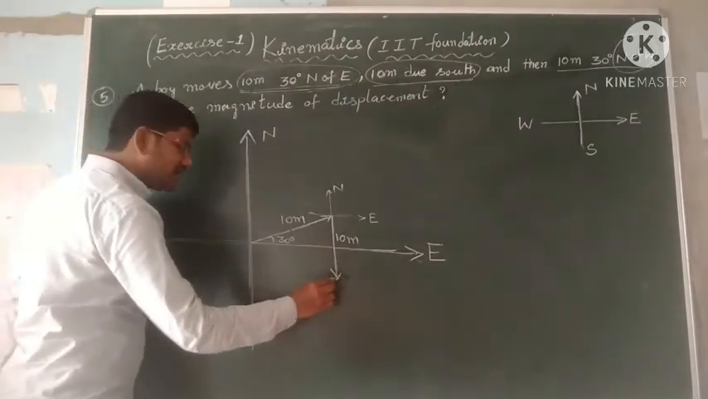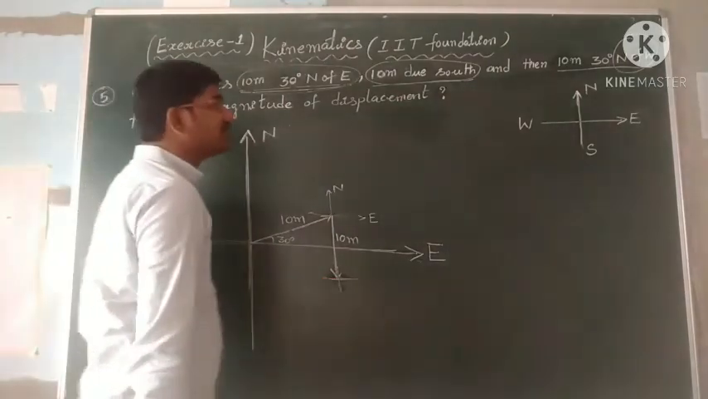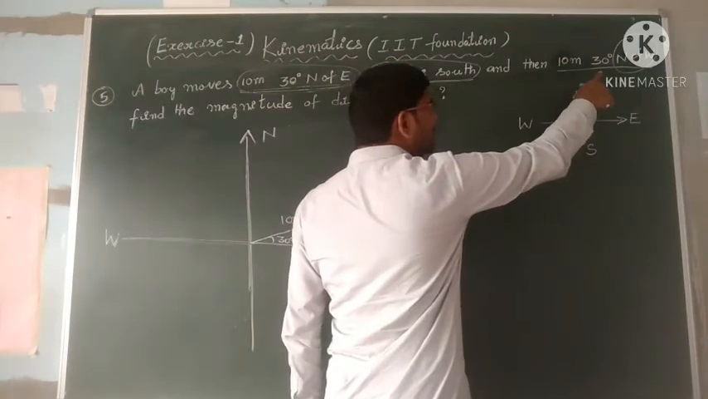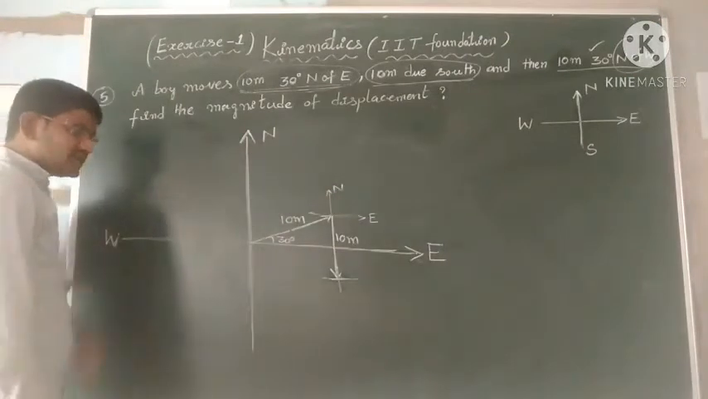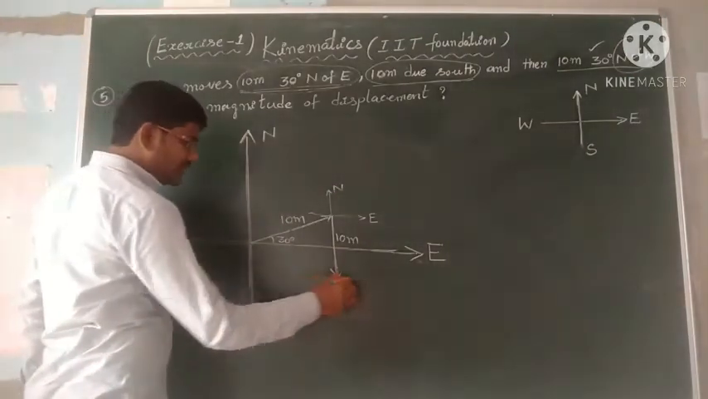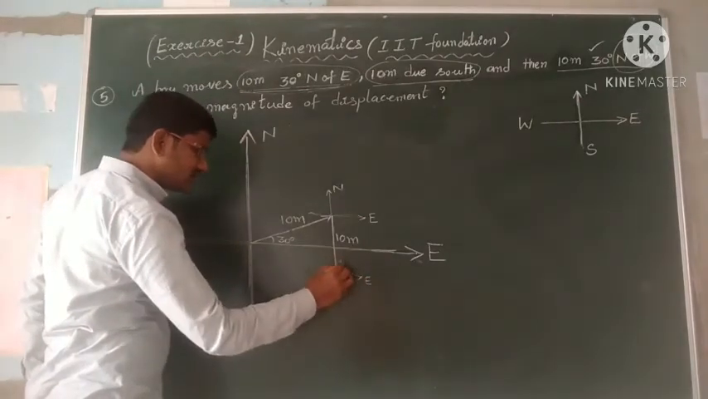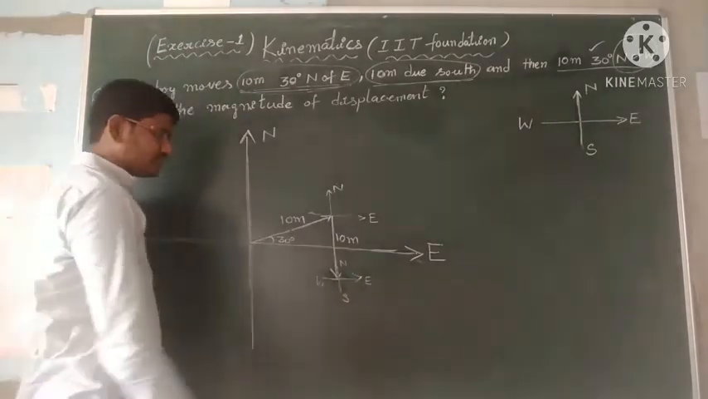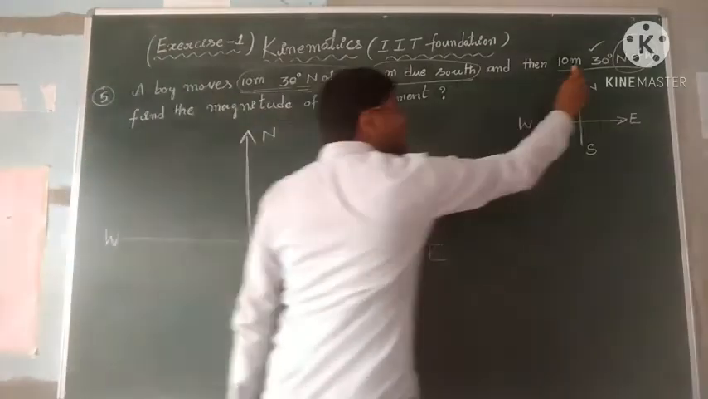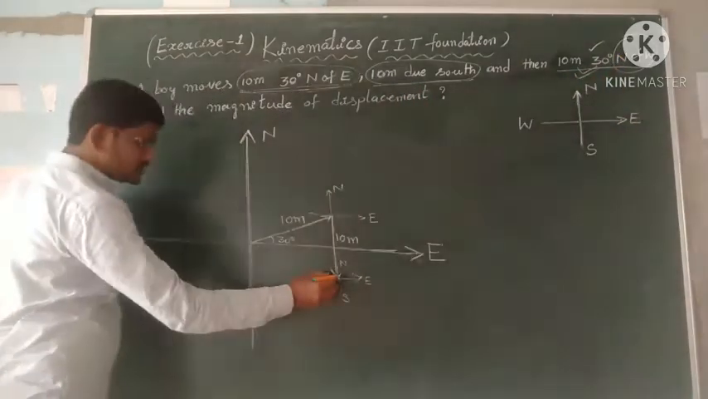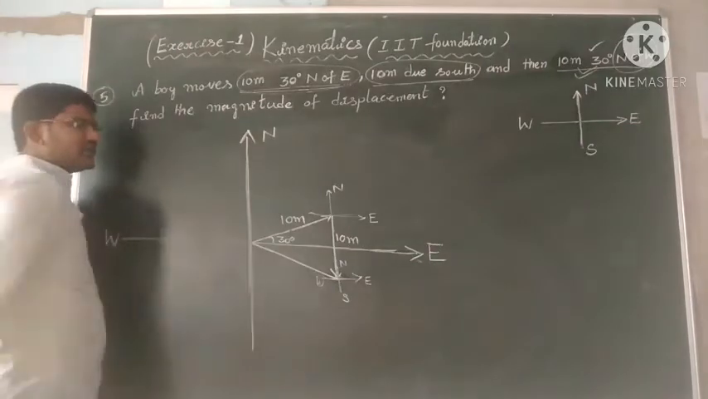And again at this immediate point, take the next immediate surroundings, and then 10 meters, that is 30 degrees north of west. So again if you take the immediate geographic directions, this will become east, west, north, south. So now he is moving in northwest. He is telling you here 30 degrees north of west. So northwest, this is 30 degrees north of west.